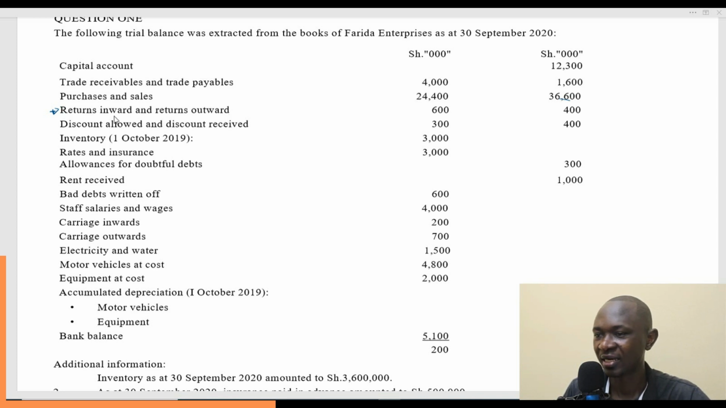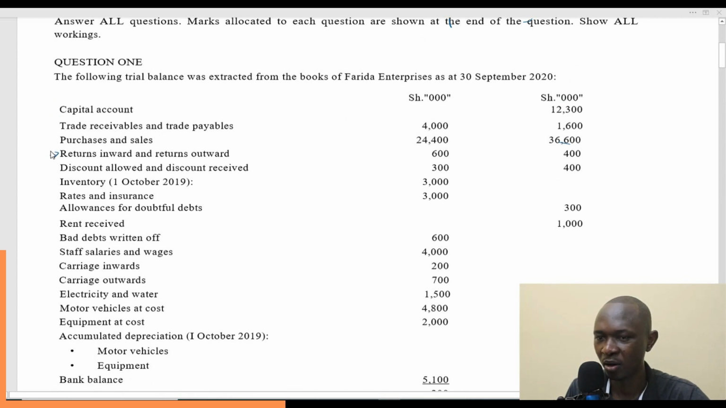So in this case, return inwards will be on the debit side because they are coming back, and then return outwards will be on the credit side. We are reducing the purchases. So don't forget that return inwards will be on the debit side, and then return outwards is a credit account.